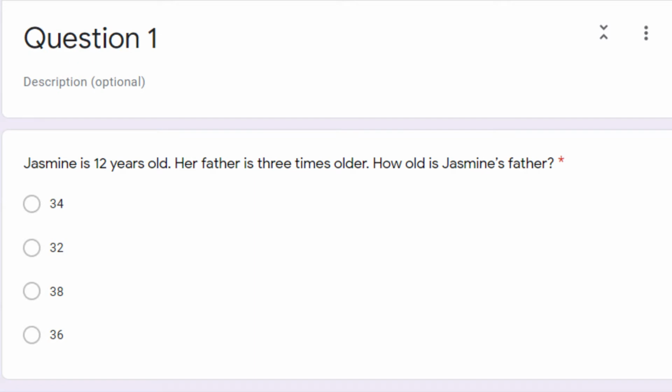Take a look at number 1. You can see number 1 on your screen. It says Jasmine is 12 years old. Her father is 3 times older. How old is Jasmine's father? Big vocabulary thing here. You want to read the question carefully. We know that Jasmine's 12. We know her father is 3 times older. 12 times 3. We'll be able to find our answer by multiplying 12 times 3.